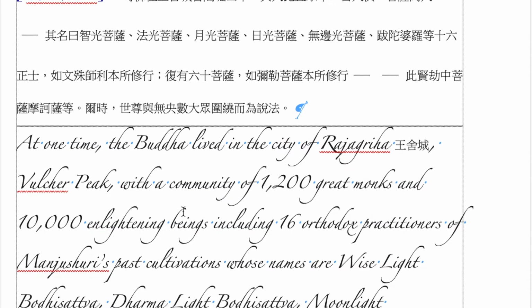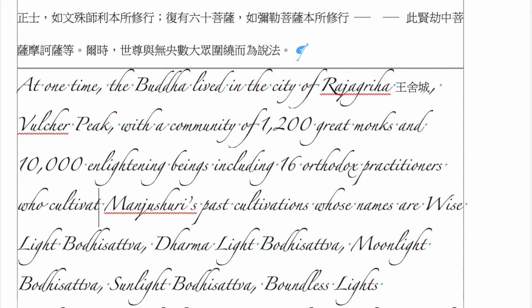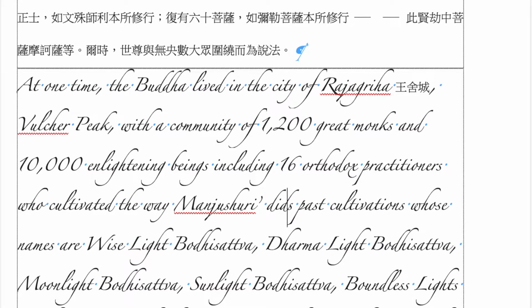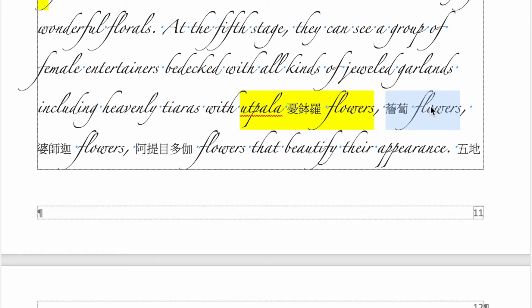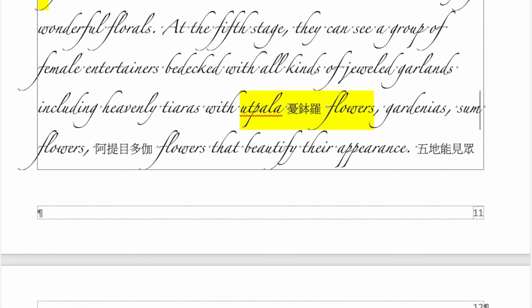I actually prefer to use terms that are always more understandable to the reader upon first reading. This is actually Vulture Peak, so I would choose Vulture Peak instead of the Sanskrit term. Similarly, you will see some of the other terms throughout this text where I try to use plain English language that's understandable to a person in general who may be reading a Buddhist text for the first time.